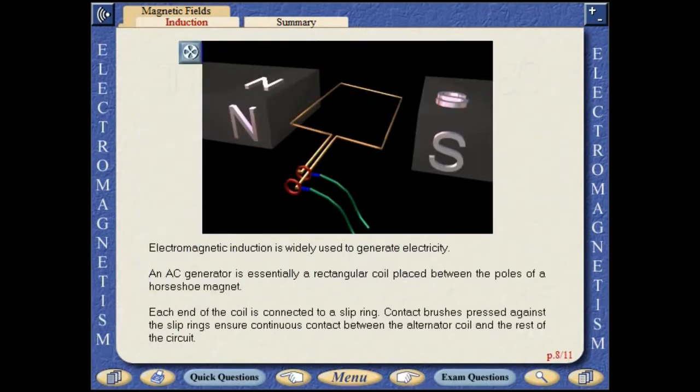Electromagnetic induction is widely used to generate electricity. An AC generator is essentially a rectangular coil placed between the poles of a horseshoe magnet. Each end of the coil is connected to a slip ring. Contact brushes pressed against the slip rings ensure continuous contact between the alternator coil and the rest of the circuit.